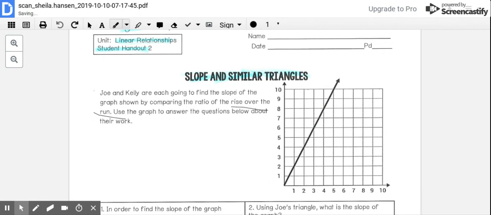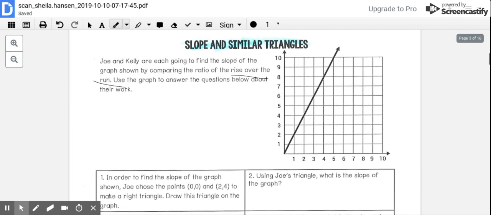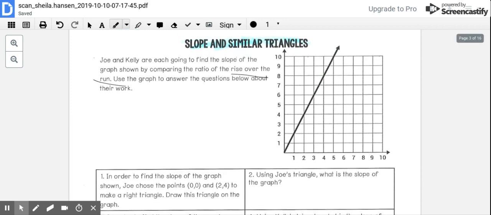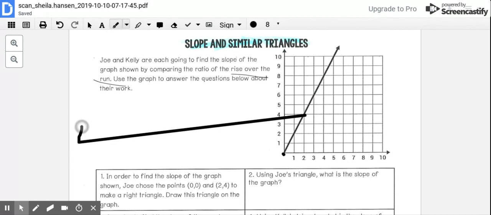In order to find the slope of the graph shown, Joe chose the points 0, 0. So you're going to make a point at 0, 0 right there. And then 2, 4. So you're going to put dots right at those spots. And then 2, 4 is right there. And then to make a right triangle.